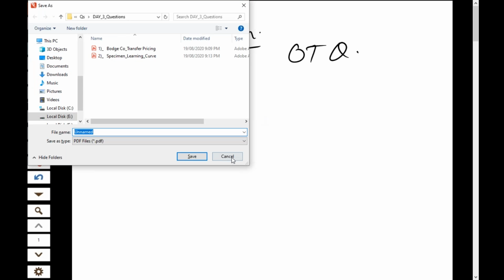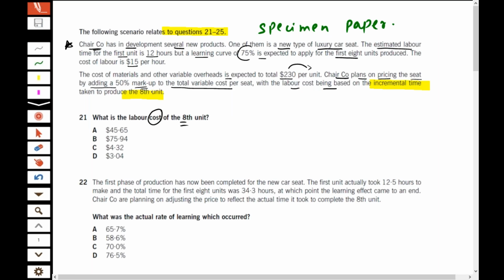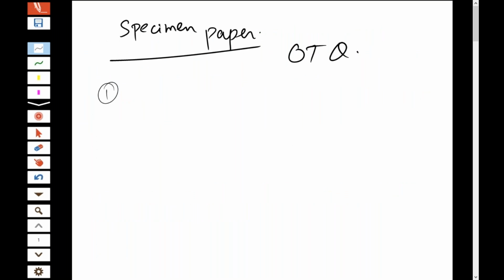Okay, now students, this is my number one requirement. What was the requirement? The requirement was to calculate the labor cost for the eighth unit. So first of all, let's calculate the value of B. That is log 0.75 upon log 2. What is the answer? Minus 0.415. And what is the time on the first unit? 12 hours. And the labor cost is 15. We need to calculate the time on the eighth unit.